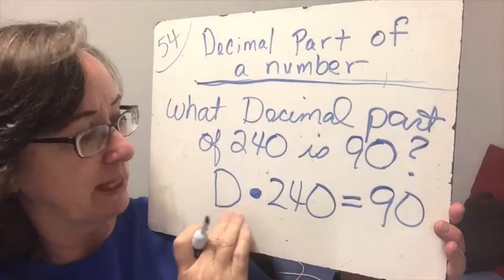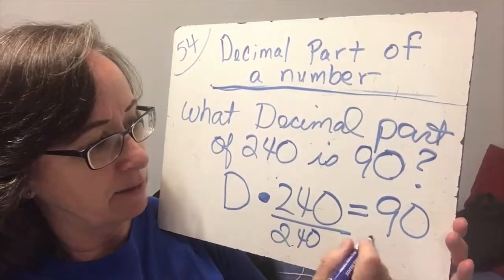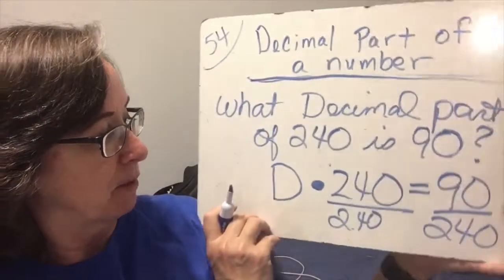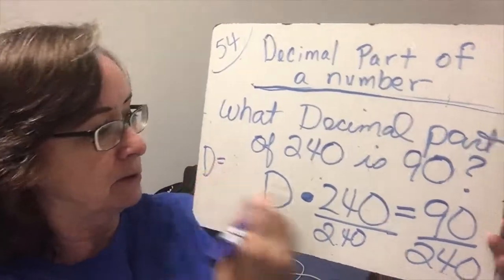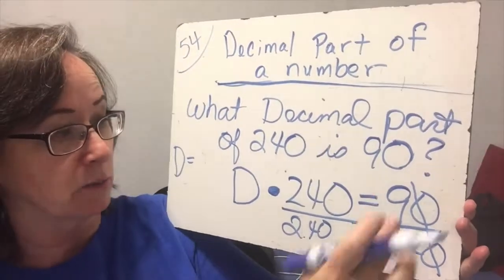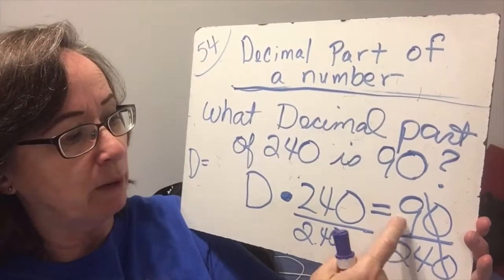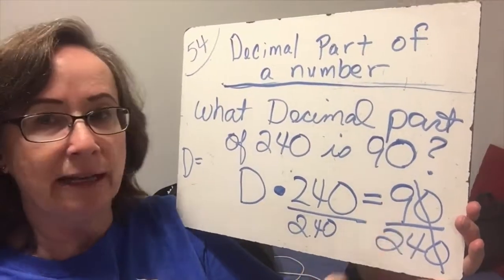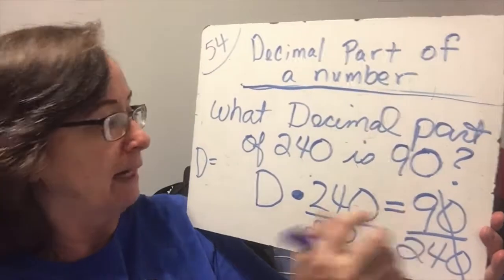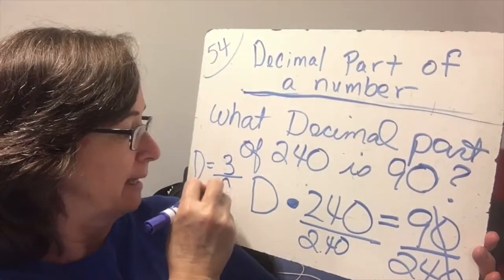Okay, so in order to get the decimal part by itself, shouldn't we divide by 240 and divide by 240? Okay, so now the decimal is equal to, now let's simplify this as much as we can. We can take out the 2 zeros because we're just dividing the numerator and the denominator by 10. What if we go ahead and simplify this as well? 9 over 24, both 9 and 24 are divisible by 3. So 9 divided by 3 is 3, and 24 divided by 3 is 8.